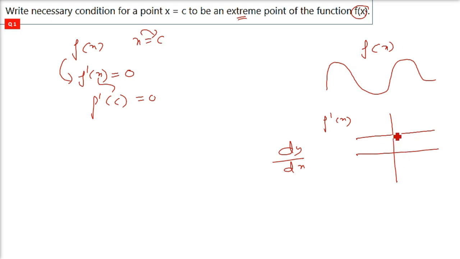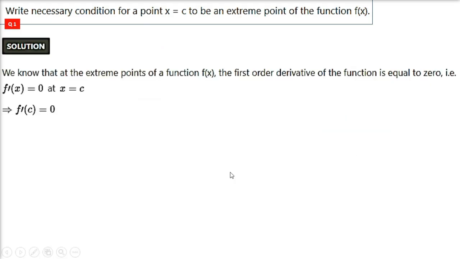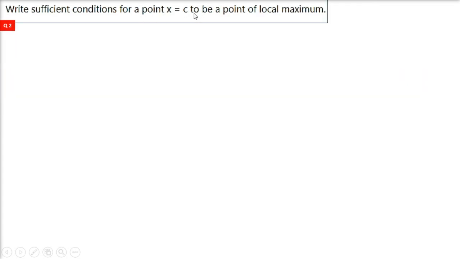So the line which is parallel to the x-axis is the line which has dy by dx equal to 0, that is m or tan theta equal to 0. So this is the line which you need to write. Write the sufficient condition for a point x equals c to be the point of local maximum.